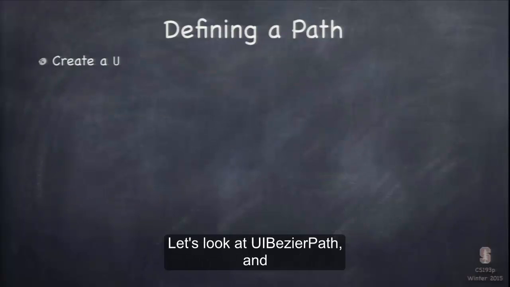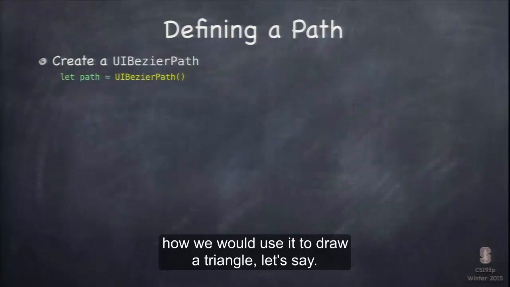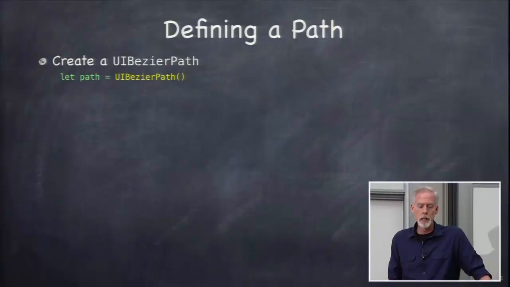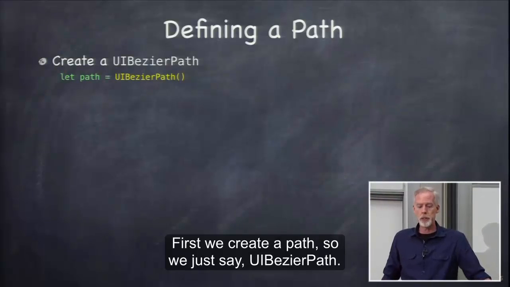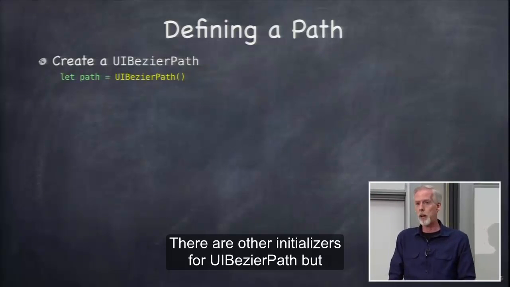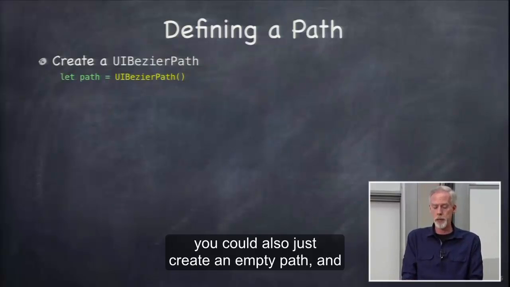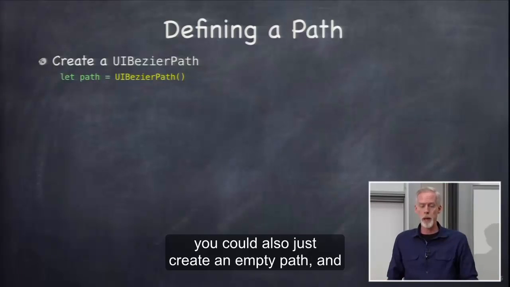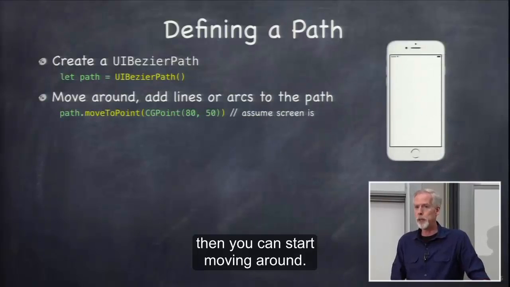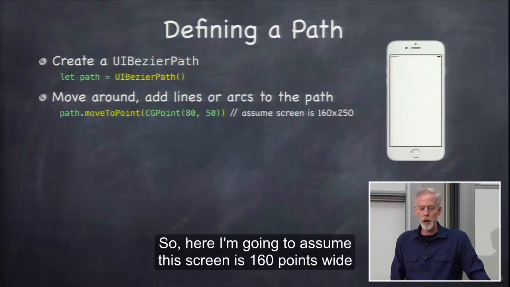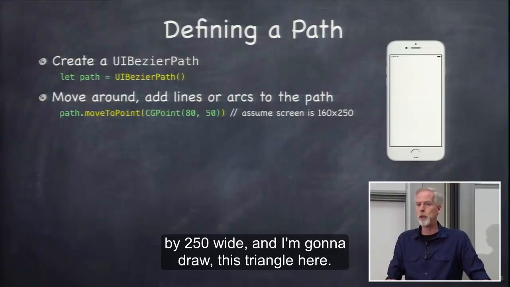So let's take a look at UIBezierPath and how we would use it to draw a triangle, let's say. So first we create the path, so we just say UIBezierPath. There are other initializers for UIBezierPath, but you can also just create an empty path, and then you can start moving around. So here I'm going to assume this screen is 160 points wide by 250 tall, and I'm going to draw this triangle here.